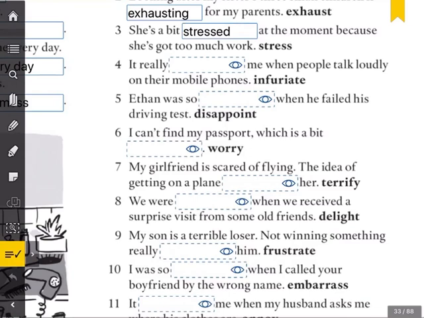What about number 4? It really blank me when people talk loudly on their mobile phones. Oh, I agree with this one. Now we need to use infuriate. So choose the correct form. Have you got an answer? Well, we need a verb here, no? It really infuriates me.